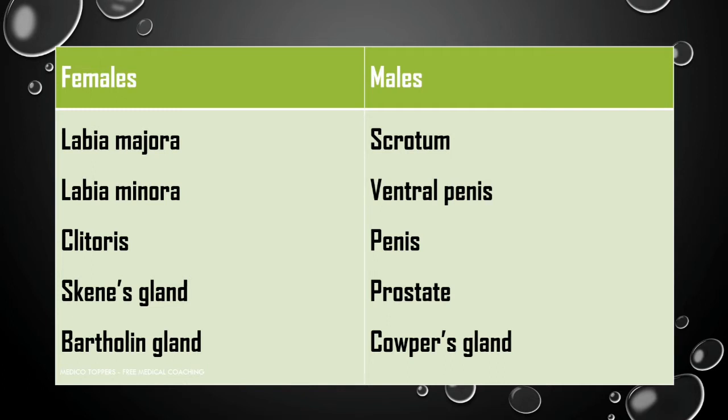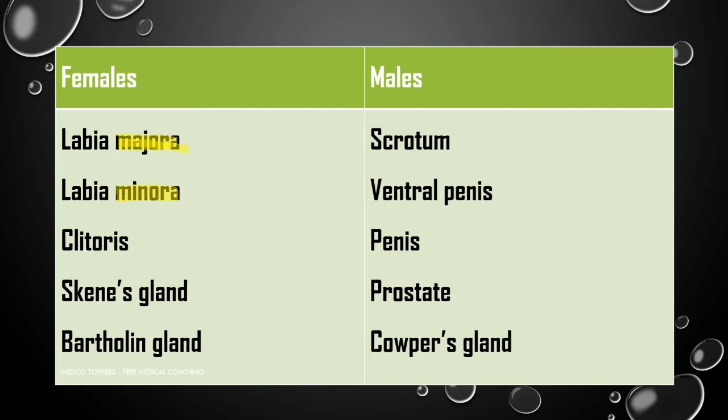Now we are going to see some of the homologous glands in males and females. First, labia majora, which lie on either side and join posteriorly to form the posterior commissure, which is homologous with the scrotum of the male. Labia minora is a thin fold of skin which is homologous to the ventral aspect of the penis, and it does not contain any hair follicle.